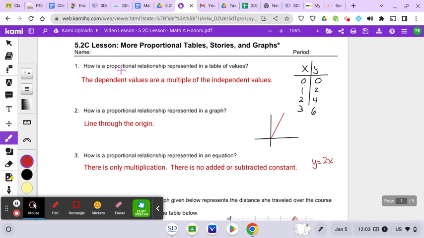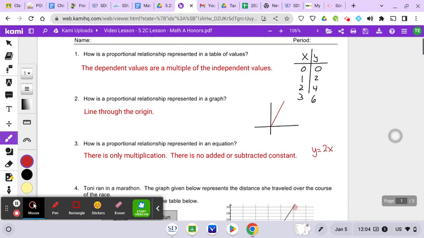Okay? So for the table, the dependent values are a multiple of the independent values. For the graph, it's a line through the origin. For the equation, there's only multiplication. There's no added or subtracted constant. There's nothing at the end. Again, you can pause the video right now and catch up your first three. You have the ability to pause when you need to catch up or rewind, whatever you need to do. So those are the review things. That's what we went over in lesson 5.2b. And now we are moving on.